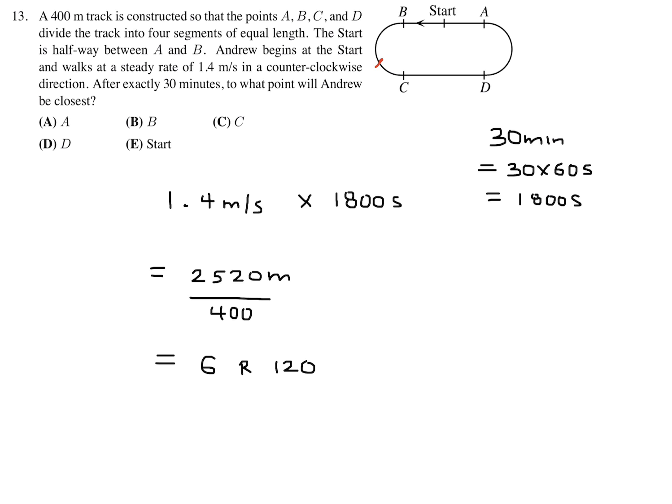Now this track is 400 and those letters divide it equally, so from A to B would be 100 meters. So that means from the start to B is 50. And therefore, since he walks another 120, from B to this point that I drew is 70. Correct? So they want to know which point he is closest to. Well, it looks like he's closest to C. So number 13, the answer is C.